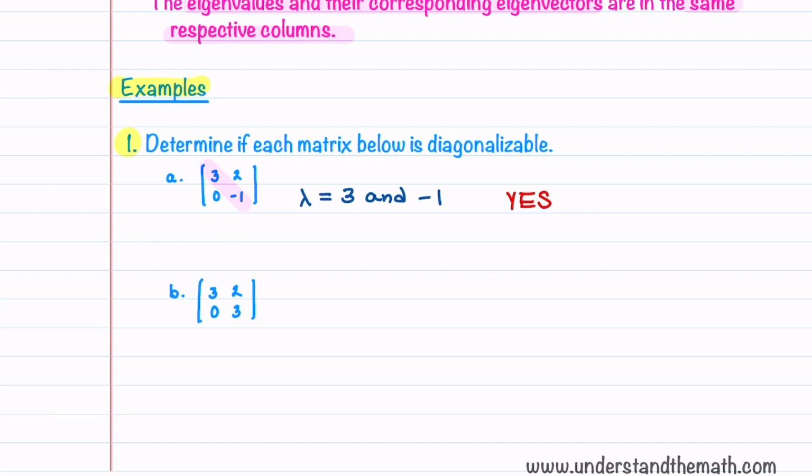Let's look at part B. This matrix is also an upper triangular matrix. So we can see that lambda is equal to 3 and 3. Our matrix is a 2x2 matrix, and we don't have 2 distinct eigenvalues. Instead, we have 1 repeated eigenvalue. So our matrix may or may not be diagonalizable. What we have to do now is check to see how many eigenvectors it has. An eigenvector is the solution that we obtain from augmenting A minus lambda I with 0, and then putting this in reduced echelon form.